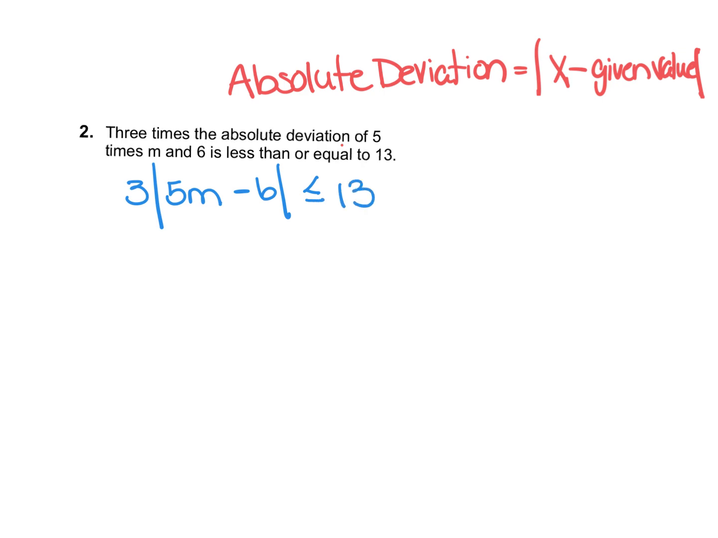We would then start by solving this by isolating the absolute value, then determining if it's going to be an and or an or, and then solving the absolute value part. So I'm not going to take the time now to do that with all of these, but right now I'm going to concentrate on just helping you write these absolute value deviation problems.